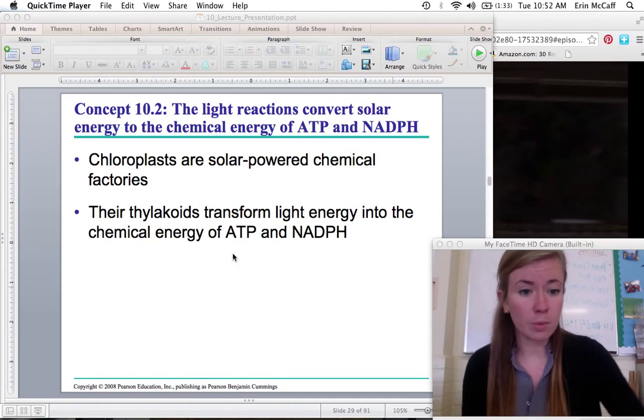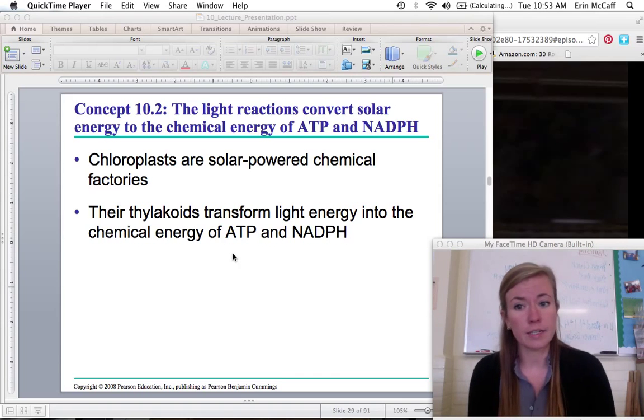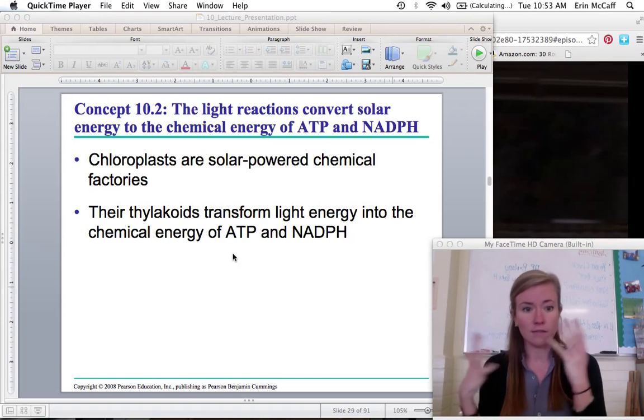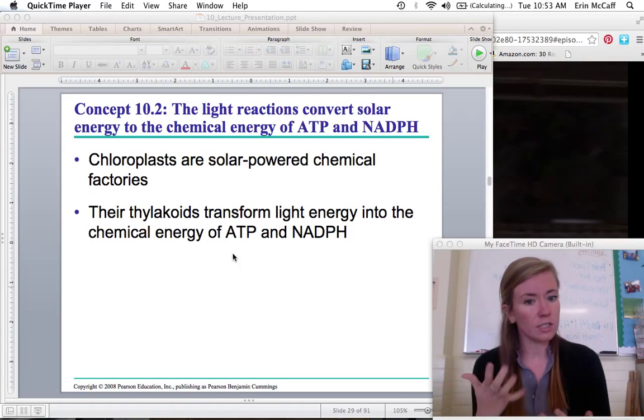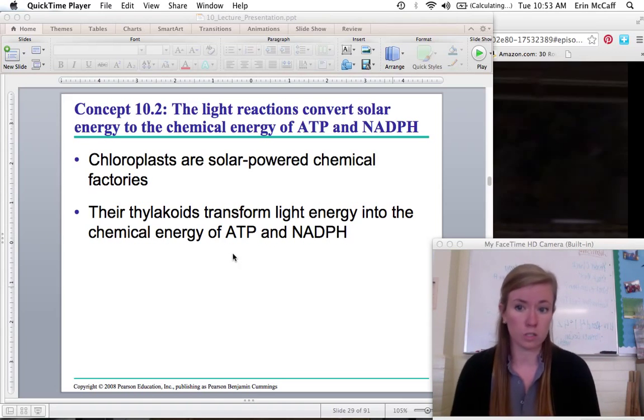So chapter 10.2 is about the light-dependent reactions in photosynthesis. We need to understand how the light from the sun is a form of energy and how it's transferred to make chemical energy in the form of an organic molecule or sugar.